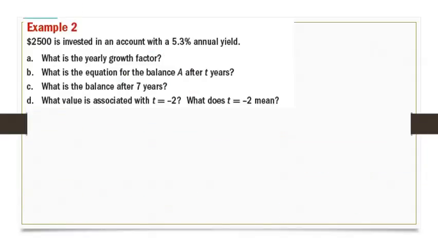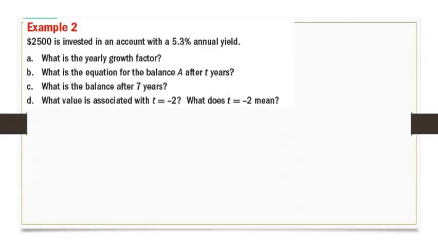Okay, so here is our last example for just exponential functions. We'll actually start creating models of our own in class next time. So this is money. Everyone loves money, and this is about a savings account, which is important because savings accounts are important to know about. So in this example, we have $2,500 invested in an account with a 5.3% annual yield. So if it's yielding something, it means that it's growing.